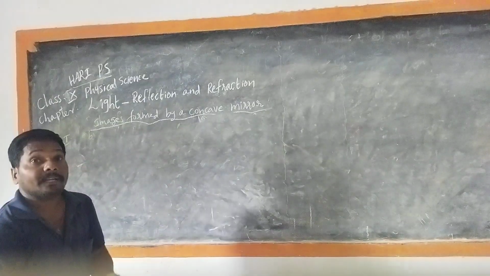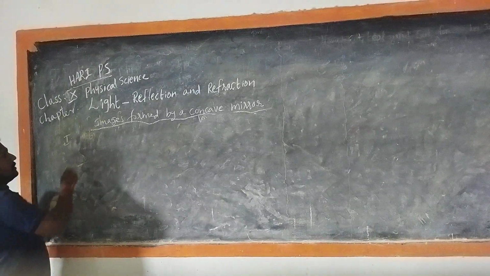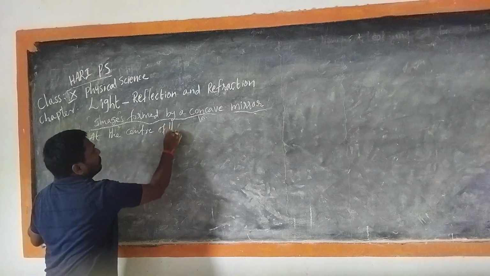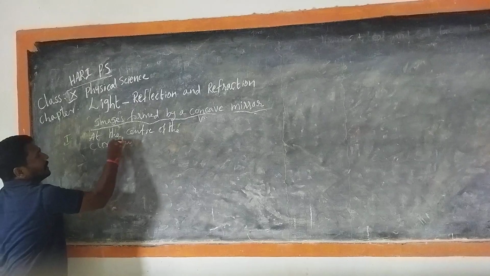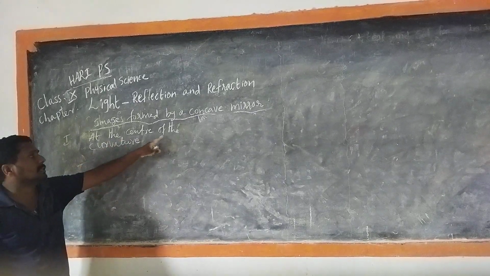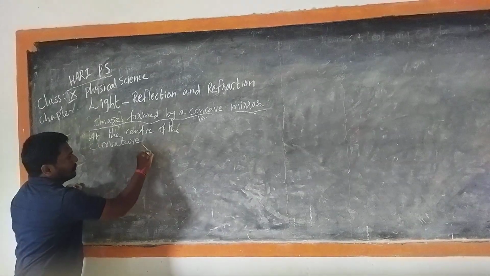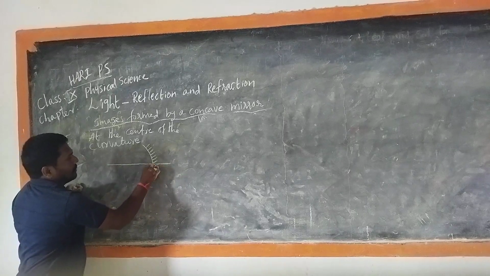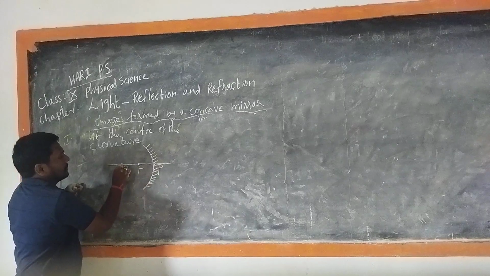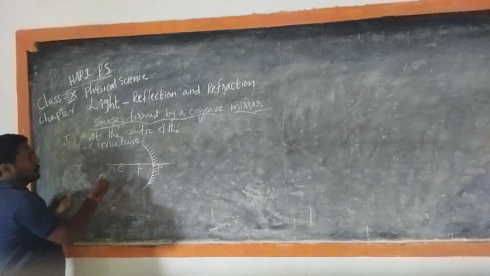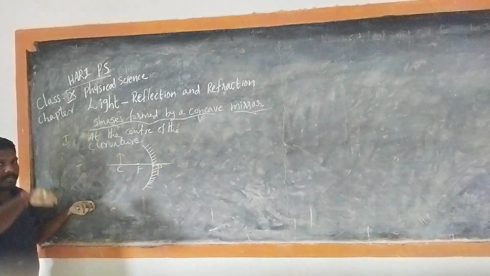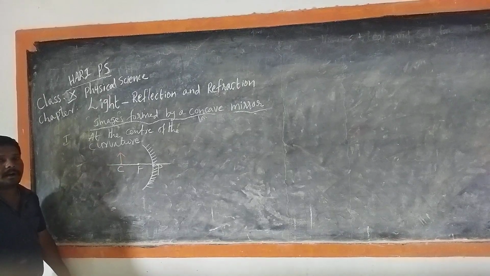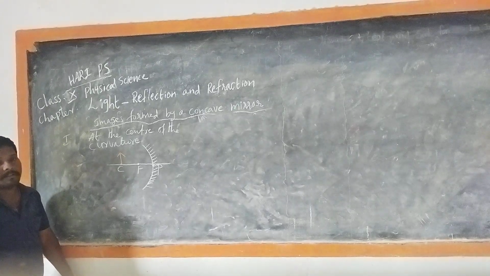So, if the object is placed at the center of curvature, what happens? Let us see. Concave mirror: principal axis, pole, focus, center of curvature. Here is the position of the object, at the center of curvature. Let us see what will happen.